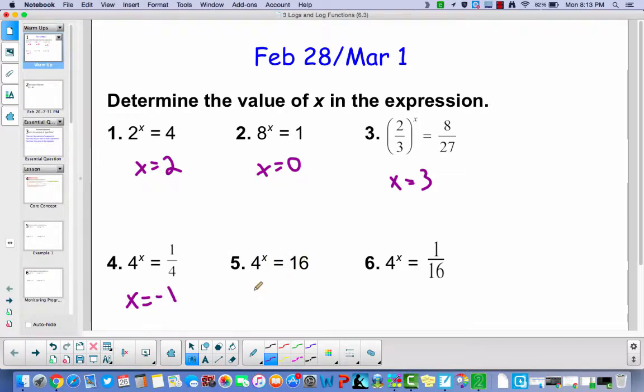4 to what power is 16? Right, x is 2 again. Again, 4 to what power is 1/16? We'd need to think about that as being a negative value. If we did -2, remember that if we have 4 to the -2, that's the same thing as 1/4 squared. But 4 squared is 16, so 1/16. Anytime you have a negative exponent, it's going to change the positions.